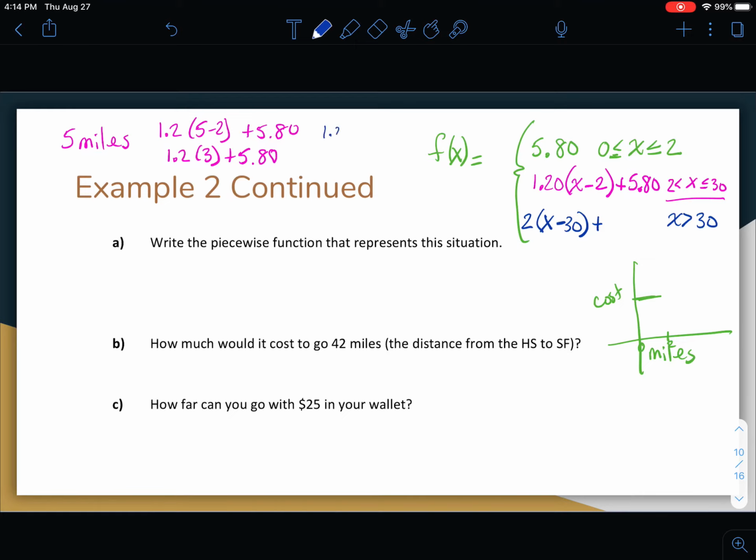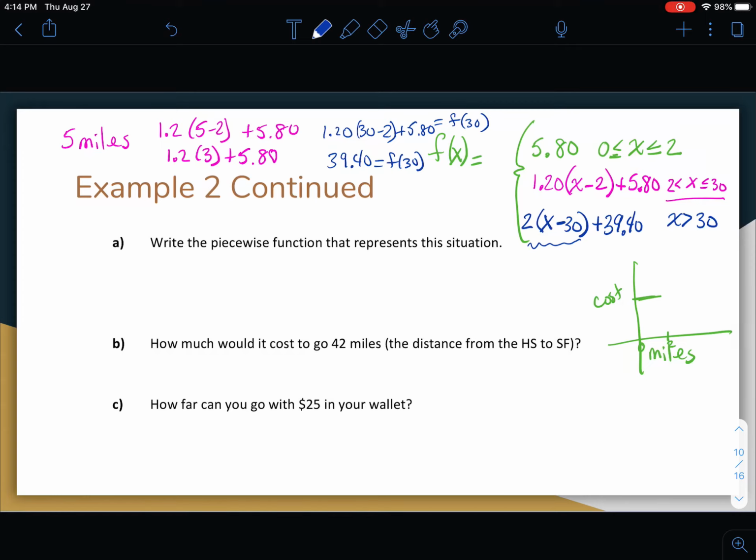So we would say, okay, it's $1.20 times 30 minus 2 plus $5.80. This would be f of 30, and f of 30 would be $39.40. So you want to say here is the charge for each of those extra miles beyond 30, and here's the part of the bill you've already had included for the first 30 miles.